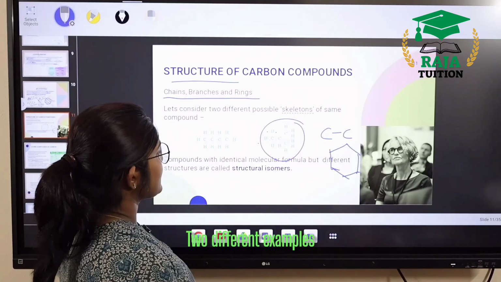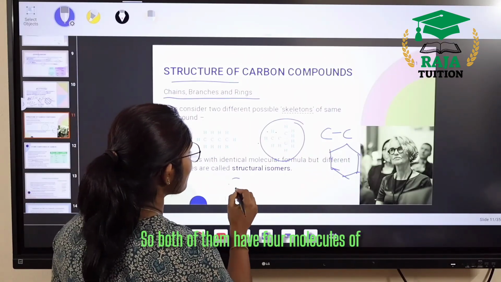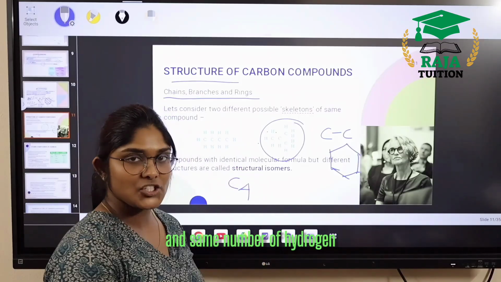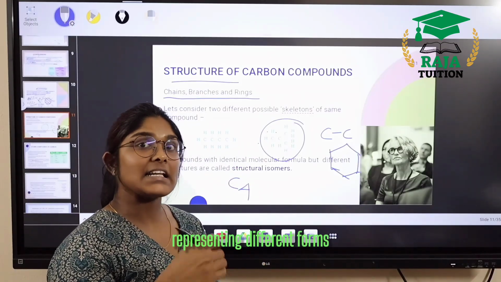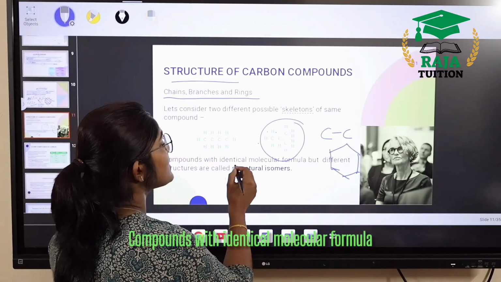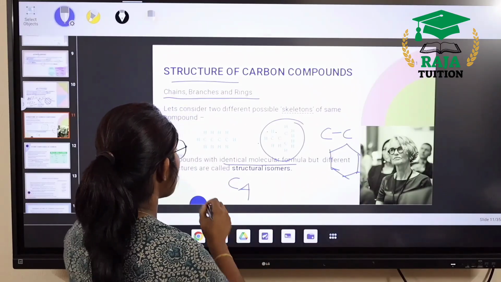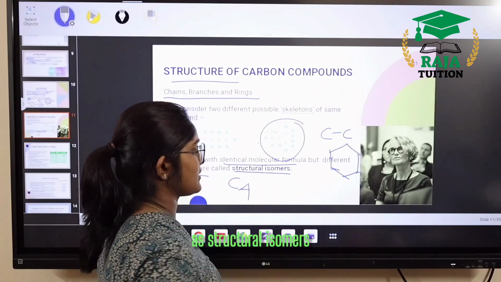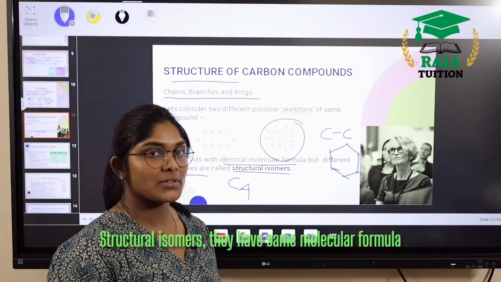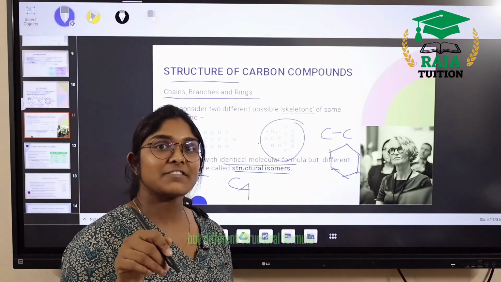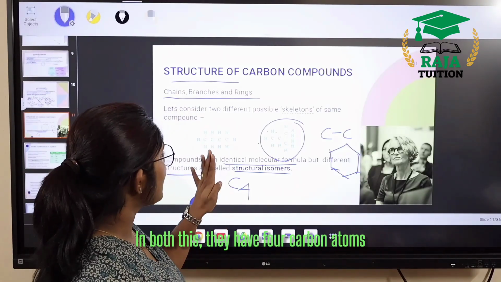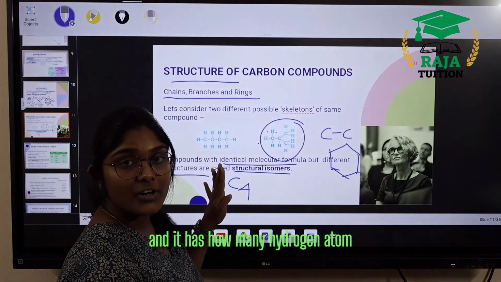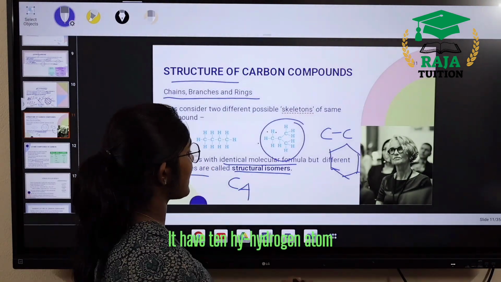Two different examples. Both of them have 4 atoms of carbon and the same number of hydrogen, but they are represented in different forms. Compounds with the identical molecular formula and different structures are referred to as structural isomers. They have the same molecular formula but different structural formula. In both of these they have 4 carbon atoms, and how many hydrogen atoms? It has 10 hydrogen atoms.